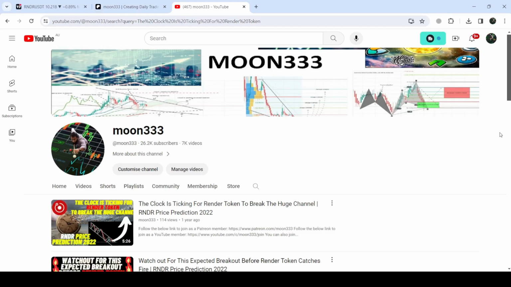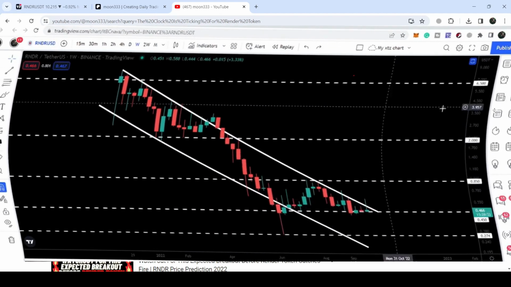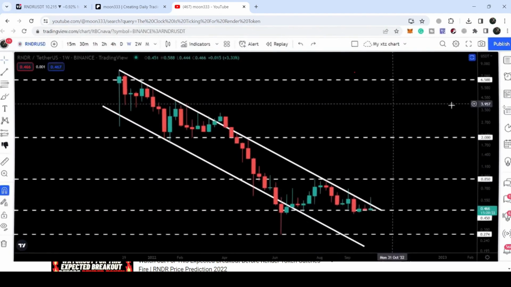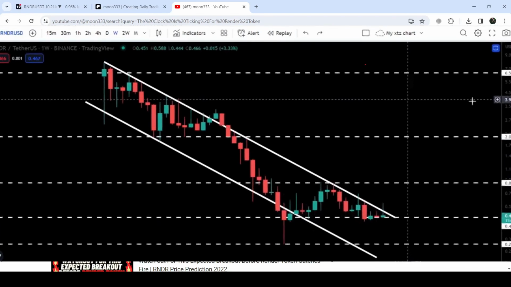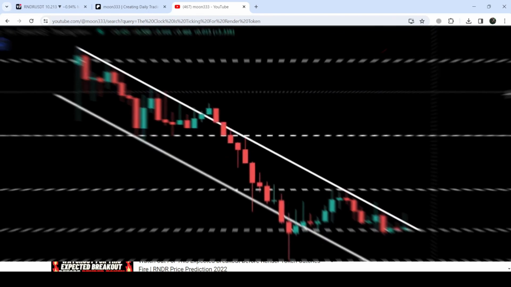As in so many previous videos for the past several months, I've been showing you that Render has formed a very long-term down channel on a weekly time frame chart, and I've been telling you that once Render is able to break out of this long-term down channel, then a quite long-term rally or bull run will start.